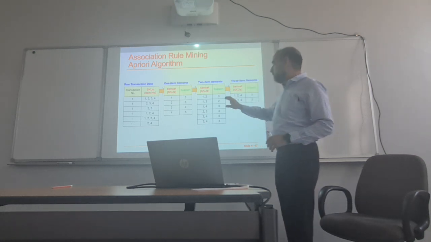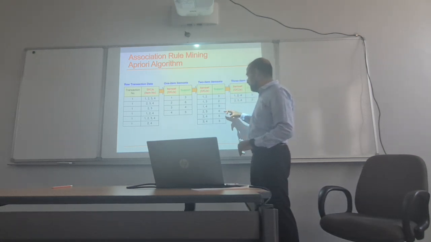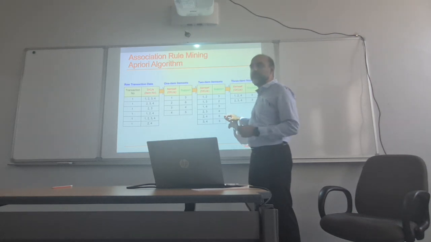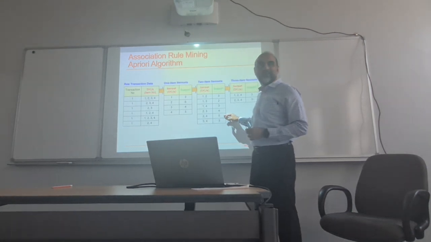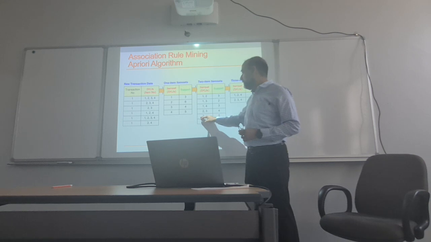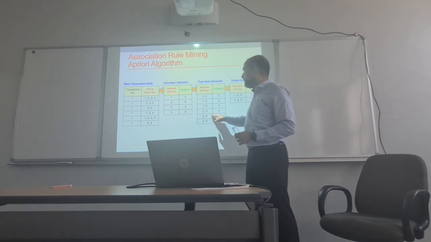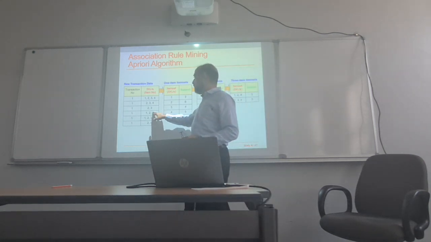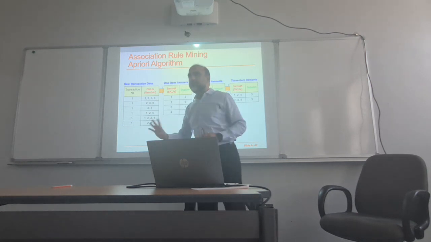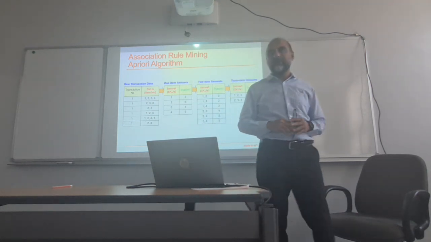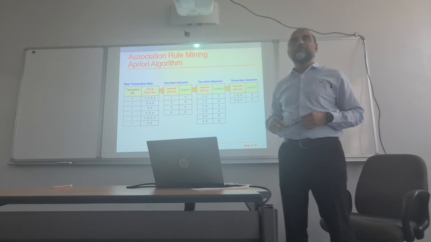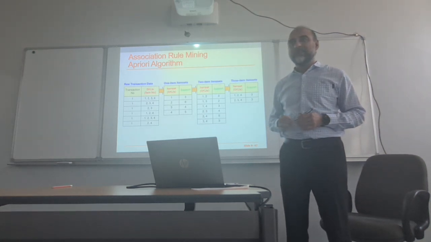And then from there they derive rules. This pair, 2 and 4, seems to be appearing so many times again and again. So maybe we can create a rule on that. It seems 2 and 4 are always together, so we can create an association rule between 2 and 4.